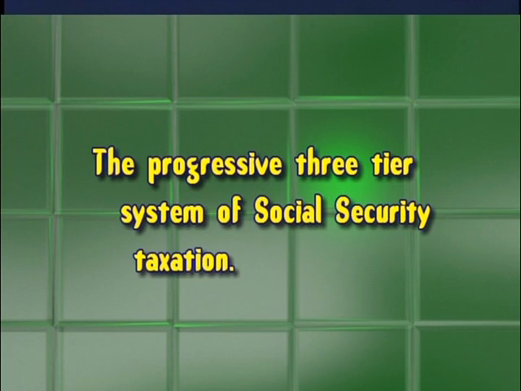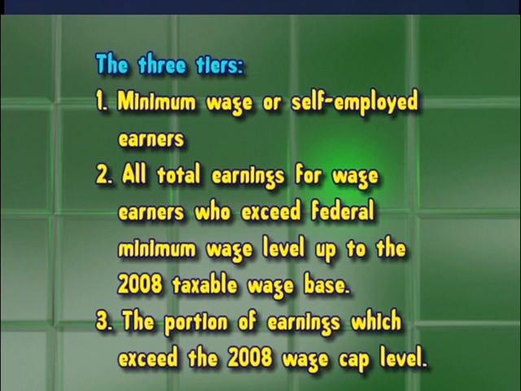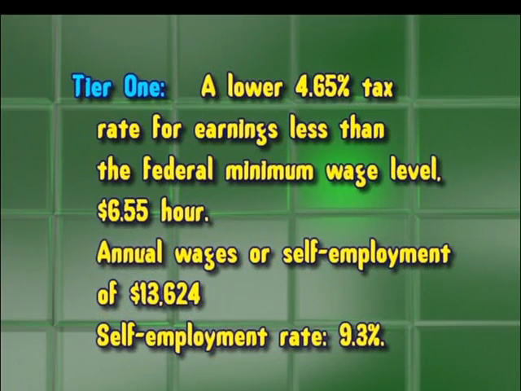The three-tier system is a more progressive concept in terms of differentially taxing those with the best ability to pay these taxes. Here are the three tiers. Tier 1 is minimum wage or self-employed earners. Tier 2 is all earnings for those whose earnings exceed minimum wage levels but fall below the present taxable wage base. And Tier 3 is the portion of earnings which exceed the current 2008 covered wage cap level.